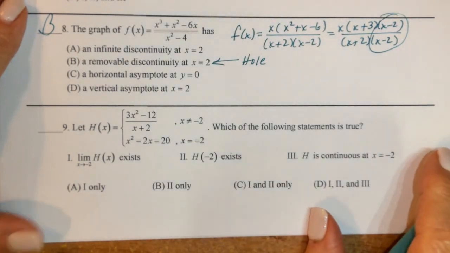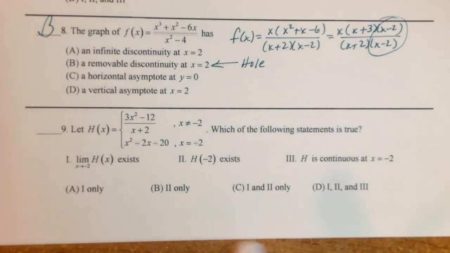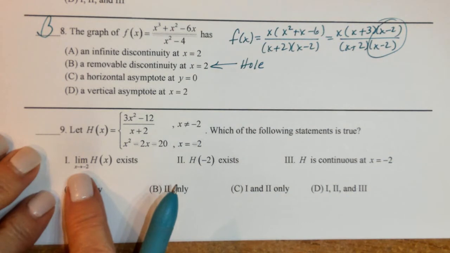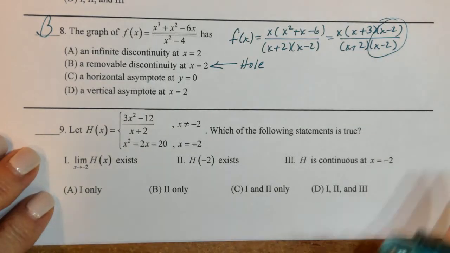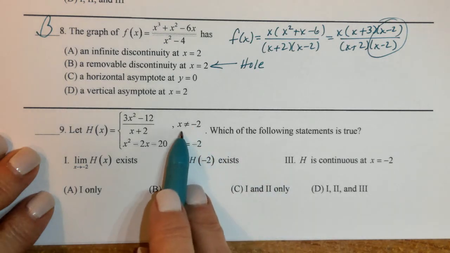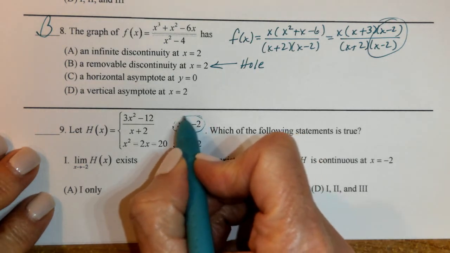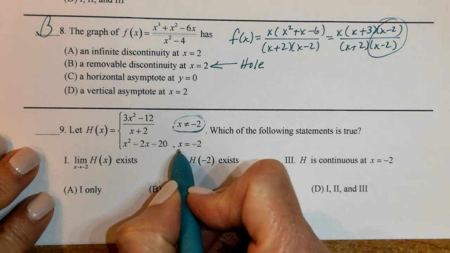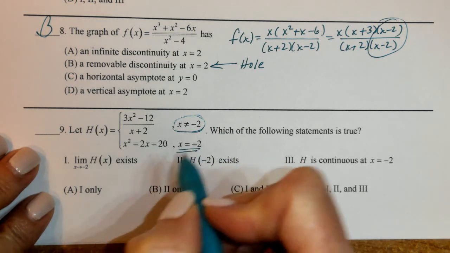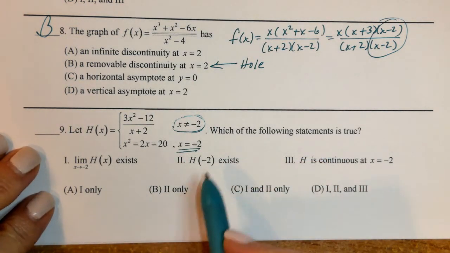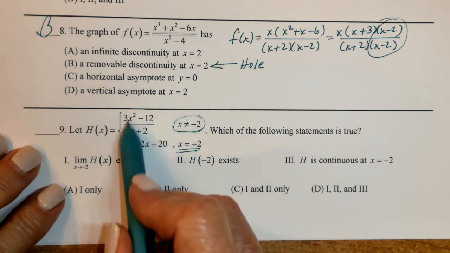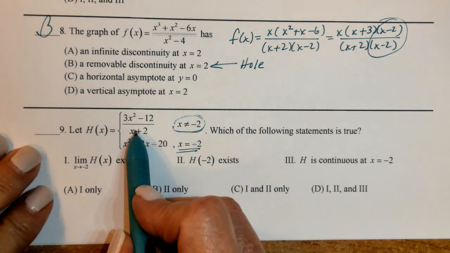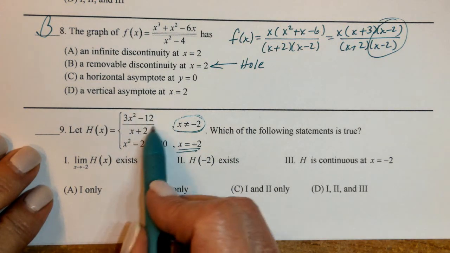All right, which of the following statements is true? The limit as x approaches negative 2 exists. That would mean that the limit from the left is equal to the limit from the right. But in this case, all we need to do is apply this because we're not interested in x equals negative 2. We're only interested in x approaching negative 2. So we would plug negative 2 in here. So what happens when we plug negative 2 in there?